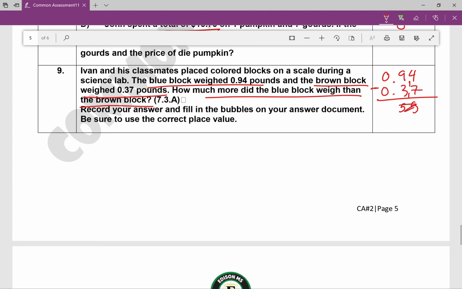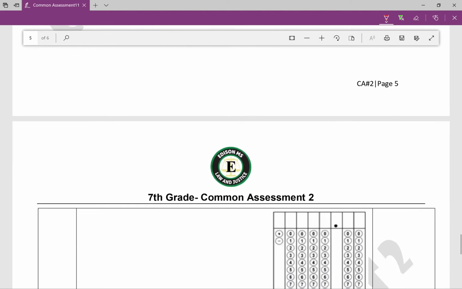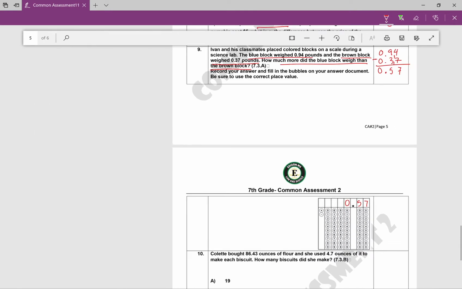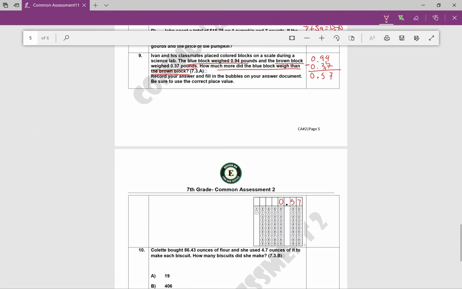Sorry. I said 7 but wrote down 5. So it's a 7 and this is 5. Bring your decimal down. So your answer was 0.57. If you did not write it like that, you got it wrong. Any questions so far?